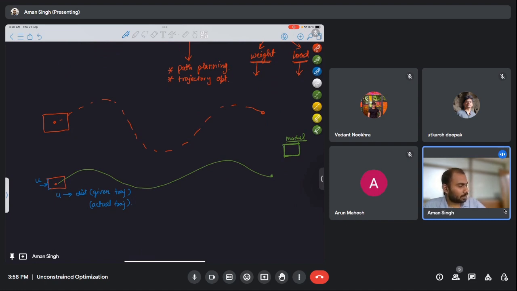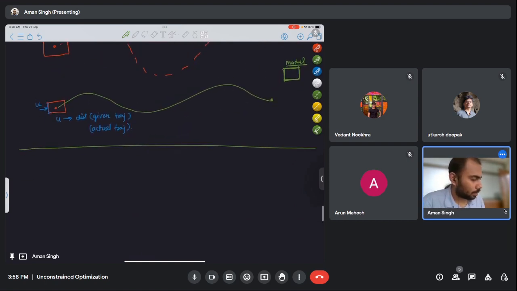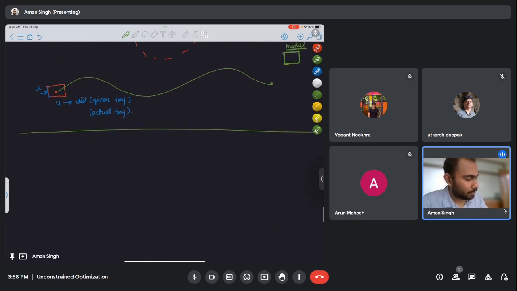So I think that's it for the examples now. I'll quickly go through the steps to solve the problem. Any questions till now? I think this was fairly preliminary, and you know most of these things. So I'll move ahead.